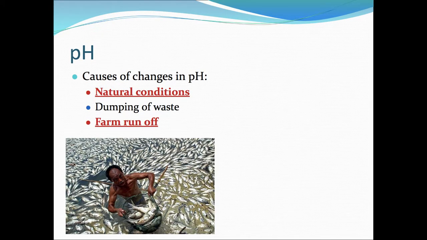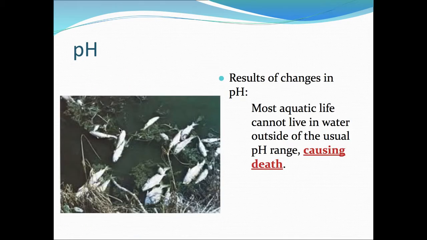So how does this happen? Natural conditions, so volcanic eruptions can cause an increase in acidity. But also human activities like dumping of waste, farm runoff. And why we're concerned with it, if you've taken biology, this will come as a review.